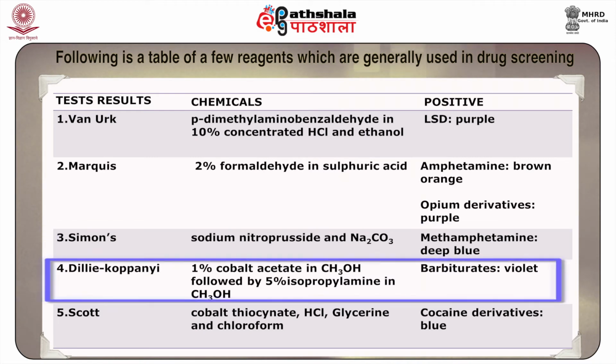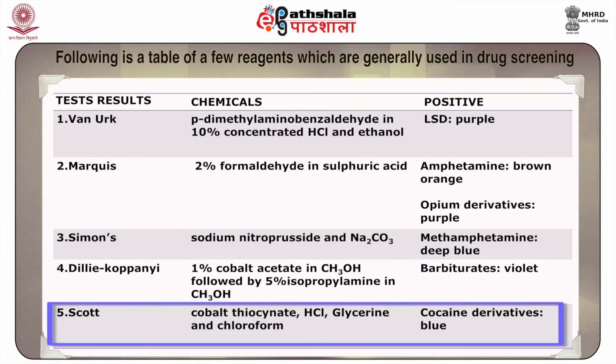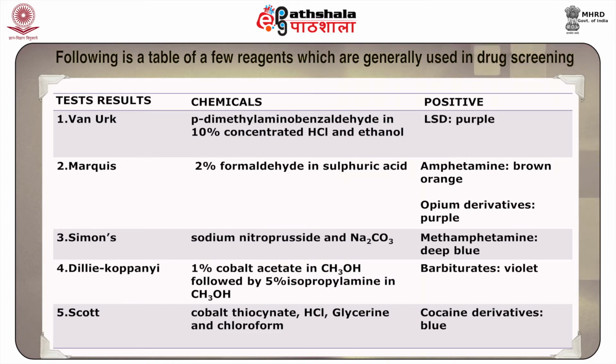Next, moving on to the Dille-Koppanyi test for barbiturates. When barbiturates are reacted with 1% cobalt acetate in CH3OH followed by 5% isopropylamine in CH3OH, it will give a violet color. Now moving on to the Scott test for cocaine derivatives. It will give a blue color when the cocaine derivative is reacted with cobalt thiocyanate, glycerine, chloroform, and HCl.